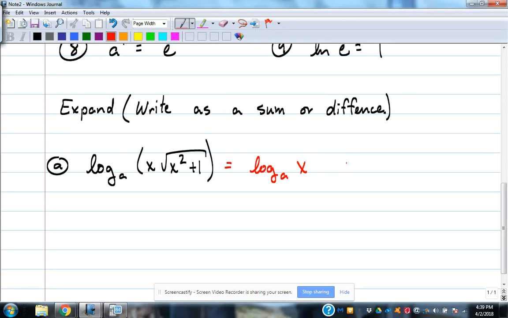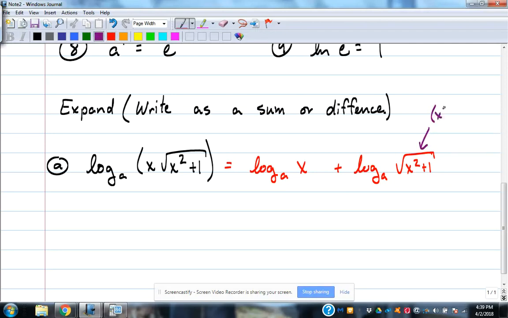So I have the x, and then I have log base a of the square root of x squared plus 1. Now this is where they get a little sneaky, and they try to disguise it so you think you're done. I split it apart. I got it written as a sum. I'm done. No, you're not, because it's got the square root in there. Got to get rid of it. Square root is what exponent?